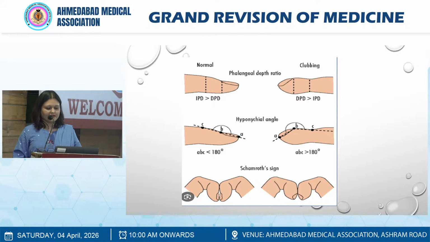Second is DPD and IPD, distal phalangeal depth and interphalangeal depth. If the DPD IPD ratio is more than 1, then we can say the fingers are clubbed. Third is hyponychial angle, that is Lovibond angle. This is how we can measure the Lovibond angle. The angle becomes more than 180 degree.